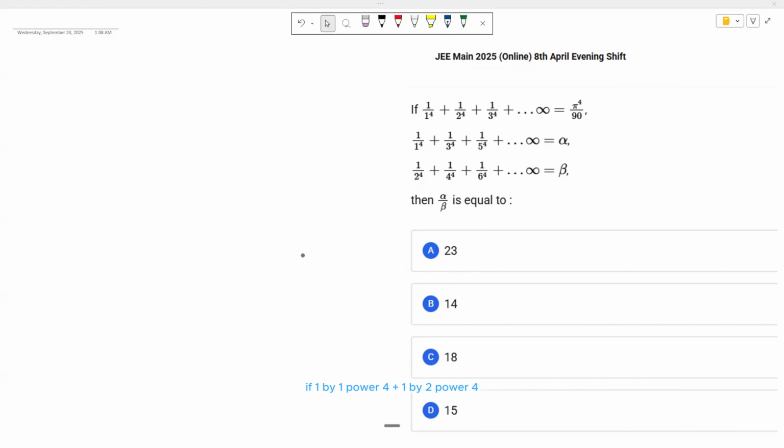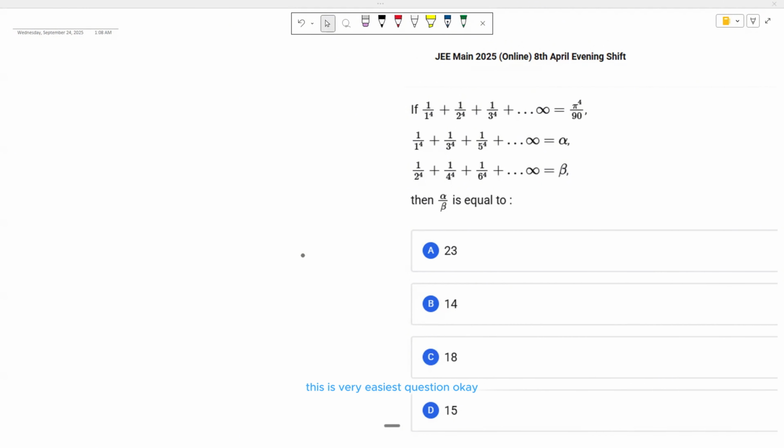If 1/1^4 + 1/2^4 + 1/3^4 and so on to infinity equals π^4/90, and alpha equals 1/1^4 + 1/3^4 + 1/5^4 and so on to infinity, and beta is also defined in the same way, 1/2^4 + 1/4^4 + 1/6^4 and so on, then we need to identify what is the value of alpha by beta.